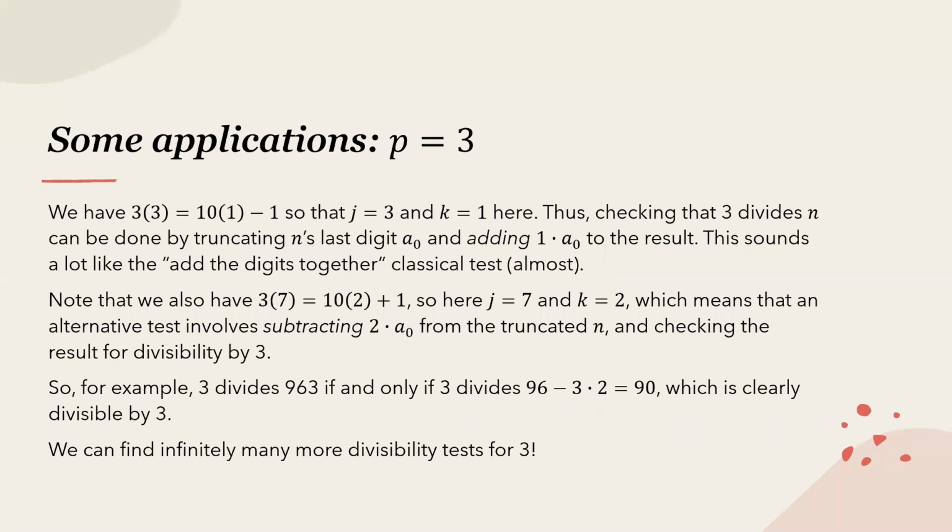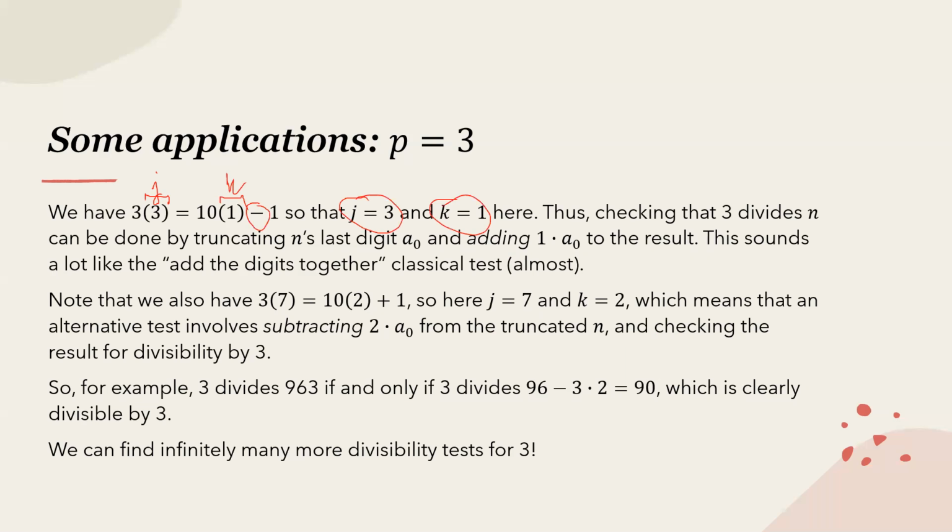Okay, here's some applications. Let's look at p equal to 3. Well, 3 times 3 is equal to 10 times 1 minus 1. Yes? So here's our j right here. And what's this one? That's our k. Yes. So we have j equal to 3, k equal to 1. So since this is minus, we are going to what? Add k times the last digit. Yes? k is 1 in this case.